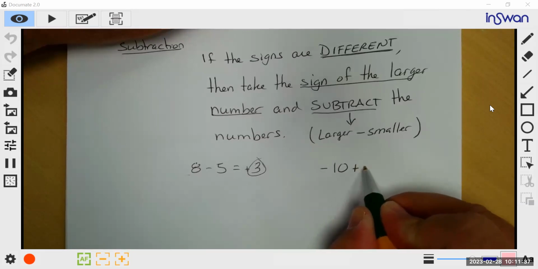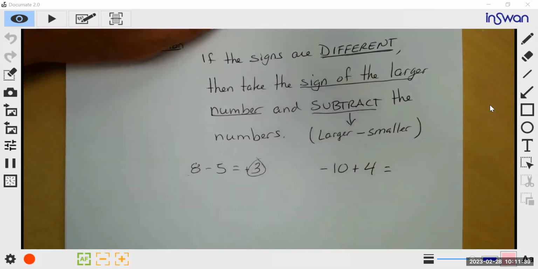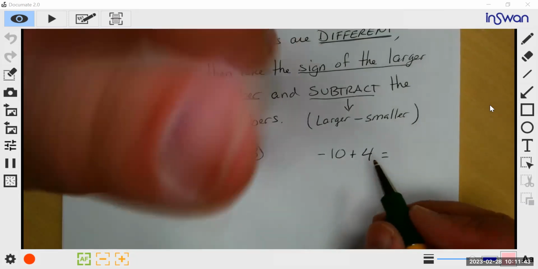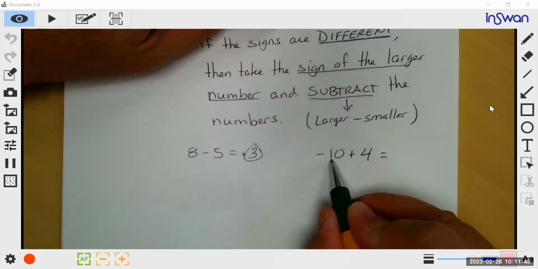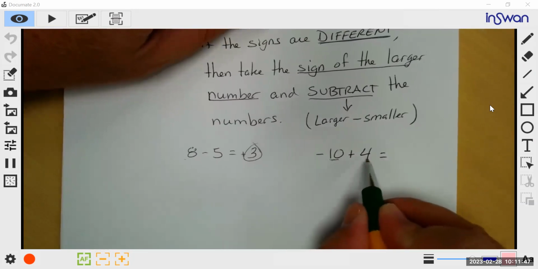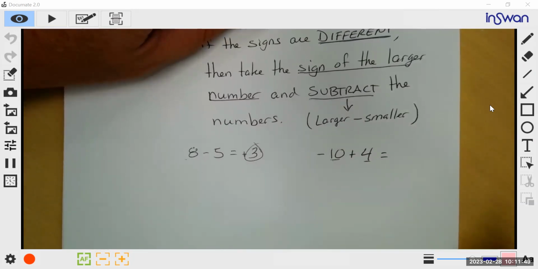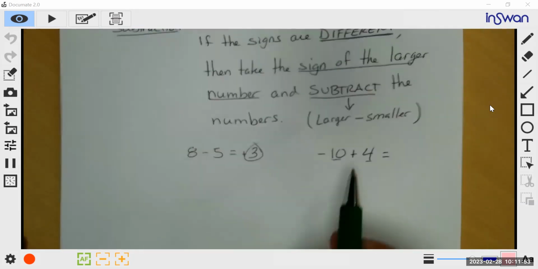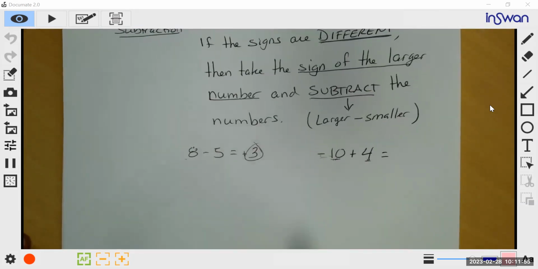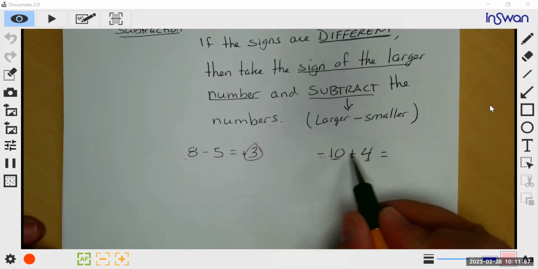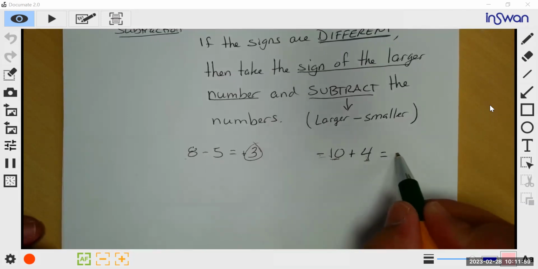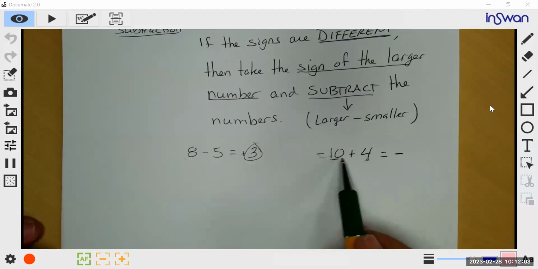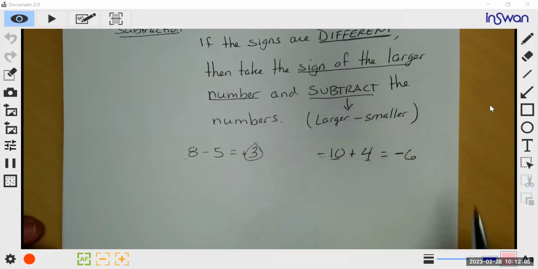Negative 10 plus 4. What number is bigger? No, just 10 or 4. Don't worry about signs. What number is bigger, 10 or 4? 10's bigger. I didn't say its sign. I said look at the numbers, 10 or 4. What's the sign of 10? Since 10's bigger than 4, it's negative. The answer is going to be negative. Now we subtract them. 10 minus 4 is 6.